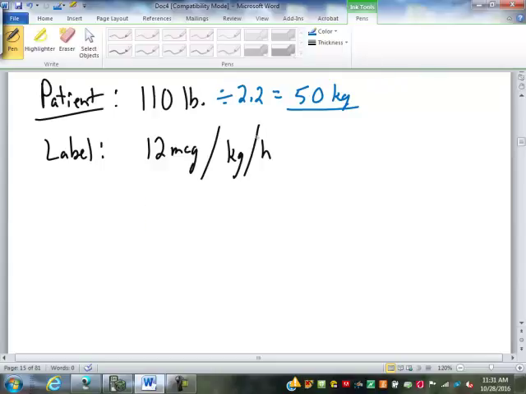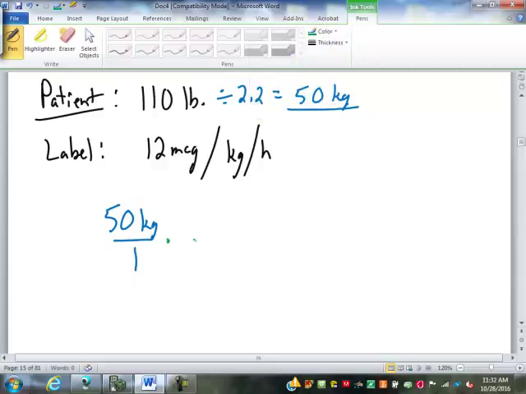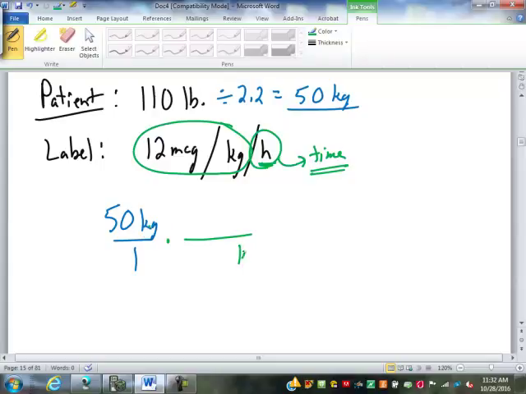So now we can take that 50 kilograms and we can actually use dimensional analysis on it. Take 50 kilograms over 1. And we can leave the hours off here. We're going to remember that hours is our unit of time, but we're going to keep that separate for now. And we're going to use this relationship right here: 12 micrograms per kilogram. Now we have kilograms here, so kilograms need to go on the bottom. So 12 micrograms to 1 kilogram.